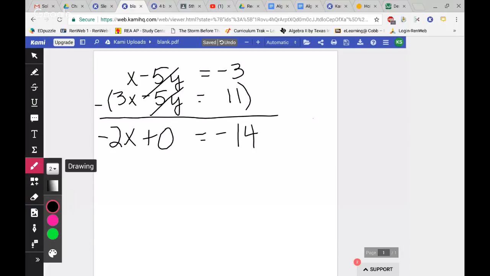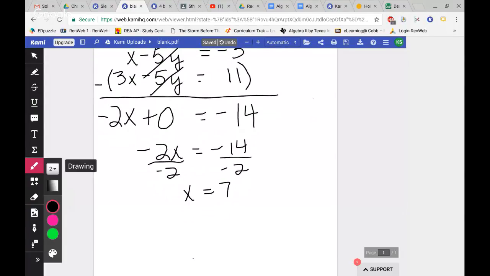Okay. So this gives me a negative 2x equals a negative 14. I'm going to divide both sides by negative 2, and I'm going to get x equals 7. And then I will take that x and substitute it back into one of the two equations. Doesn't matter which one. I'm just going to pick the first, and plug in this value of x for the x. So I've got 7 minus 5y equals negative 3.